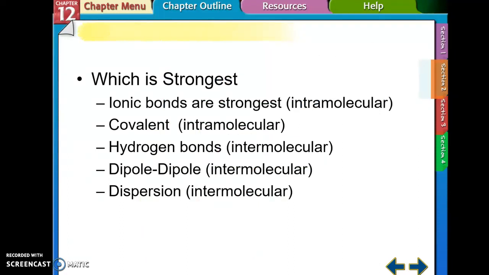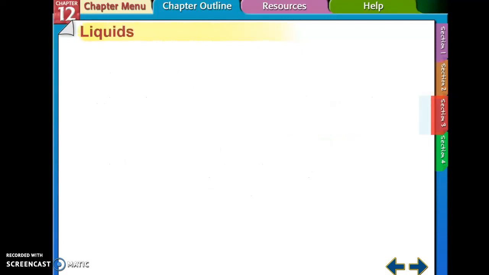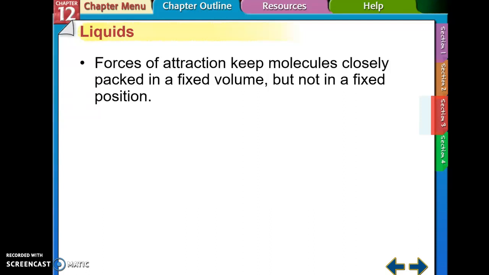So what's the strongest? Your intramolecular is stronger than your intermoleculars. Ionic bonds are the strongest, covalent bonds are next. In here, I would add metallic bonds. Beneath that would be your hydrogen bonds. Those are the strongest of your intermolecular forces between two different atoms or elements. Then your dipole-dipole, which are the permanent charges that are attracted to each other, and your dispersion forces. So we've got our three intermolecular forces: our dipole-dipole, dispersion forces, and our hydrogen bonds.